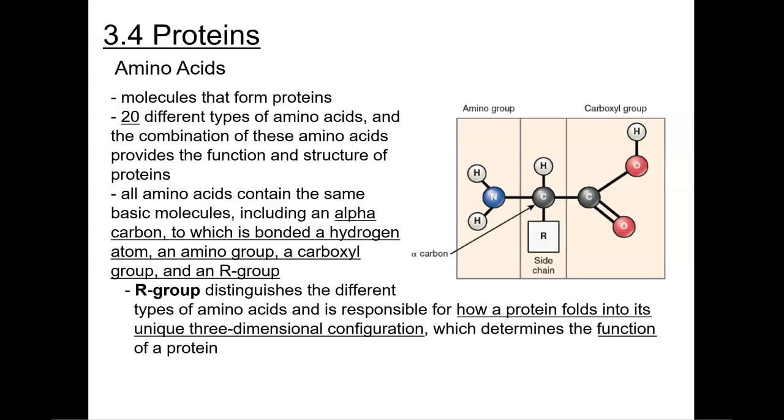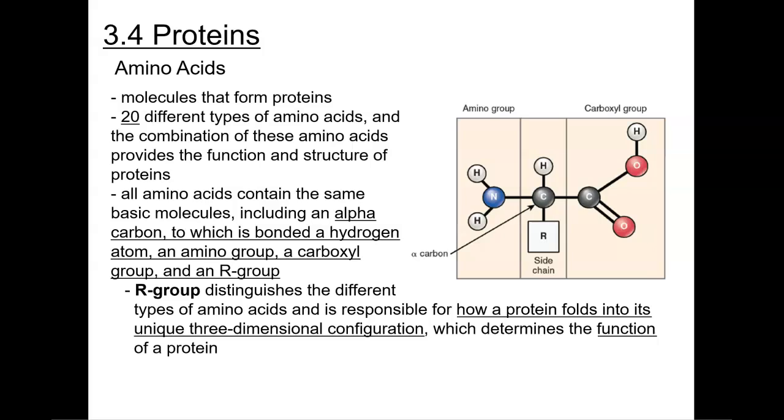Like we said, proteins are made up of smaller units called amino acids. These molecules that form proteins are going to be made up mainly of 20 different types of amino acids, and it's the combination of these amino acids which provides function and structure of proteins. Now, all amino acids contain the same basic molecule.